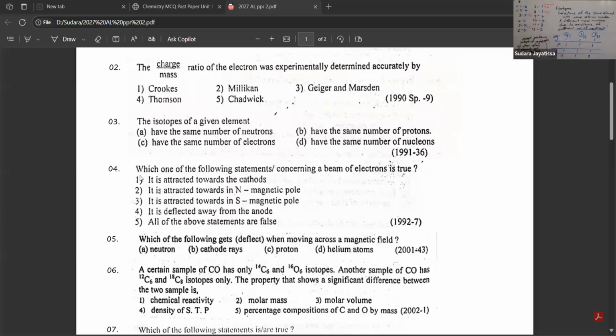So you can see the A is wrong. They don't have the same number of neutrons. Isotopes are having different number of neutrons. So A is wrong. Then you can see B, they have the same number of protons. That is true. And electrons also, there are same number. So C is also true. So without any doubt, you can say A is wrong and B and C are correct.